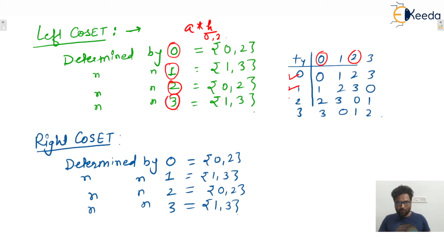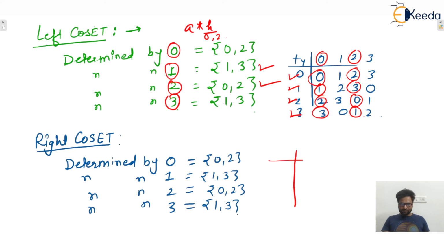Yes, 0, 1, 2, 3. So here we will get 0, 2. Then for the next we get 1, 3. And for the next we get 2, 0 or 0, 2. And for the third we get 3, 1. Isn't it? That is the way of left coset. Now for right coset, what will we see?